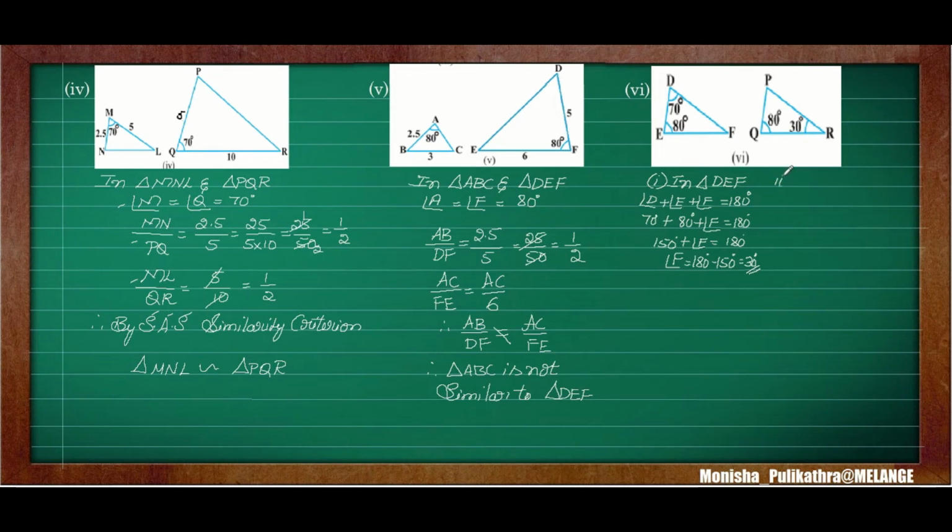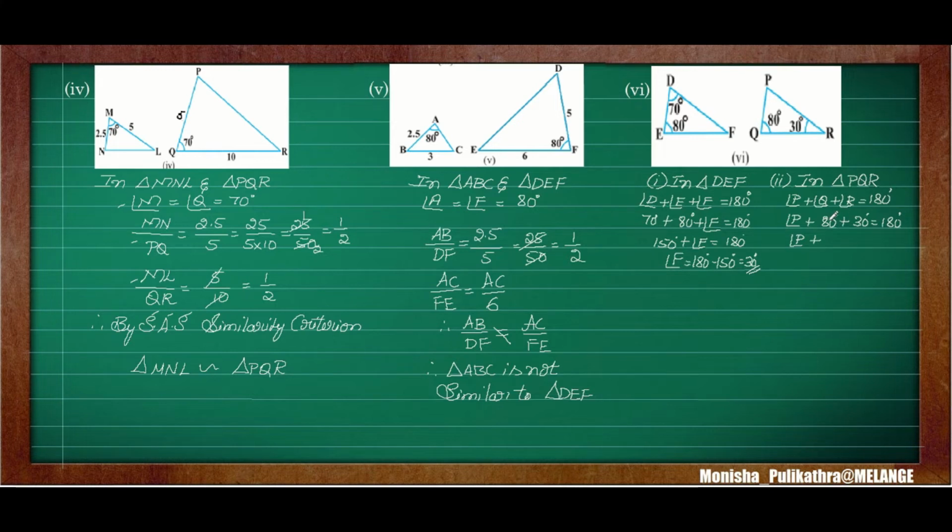Next, in the second triangle also we need to do the same thing. In triangle PQR, angle P plus angle Q plus angle R is equal to 180 degrees. Angle P is not given, so write it as it is. Angle Q is 80 degrees plus angle R is 30 degrees is equal to 180.